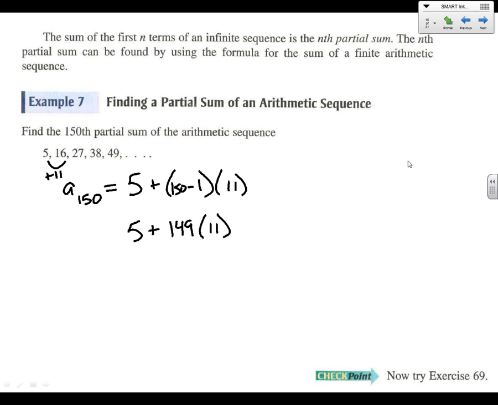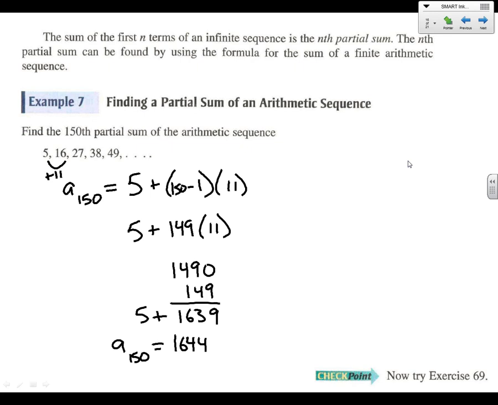And let's see what we got. 149 times 10 is 1490. And then plus another 149. 9 and 3 and 6 and 1. And then plus the 5. So we got 1644. All right, so that's our 150th number.